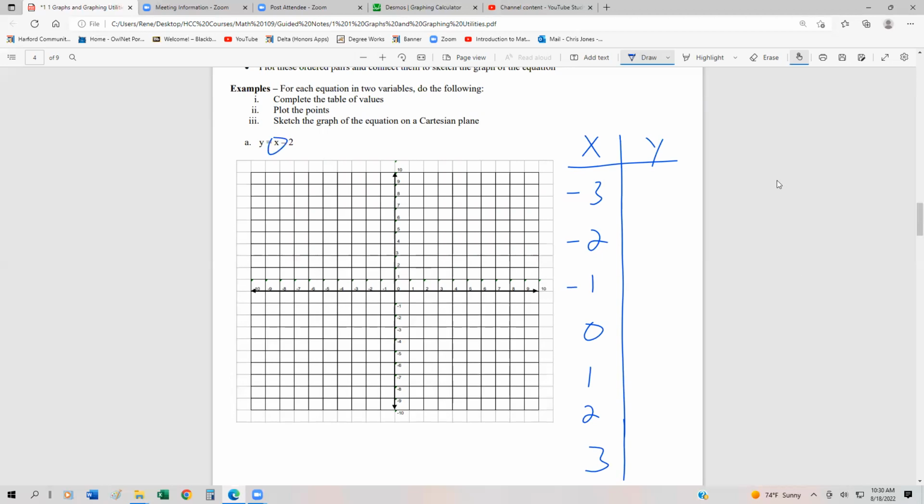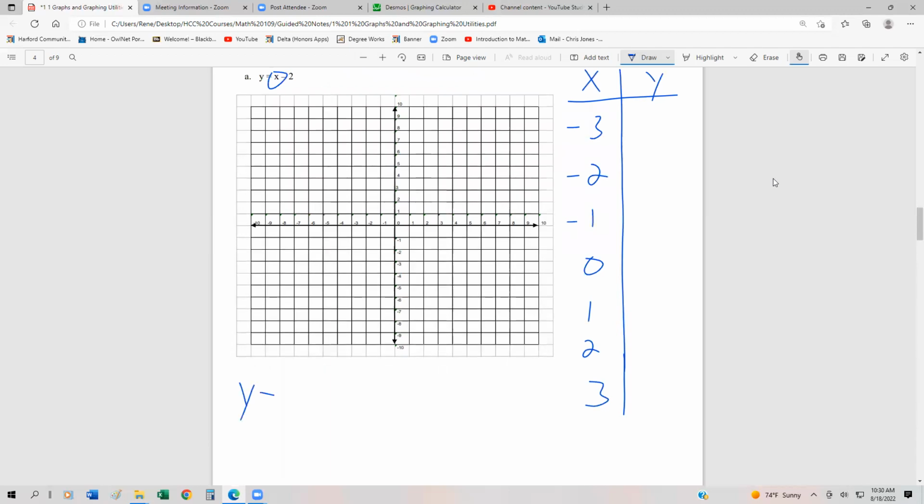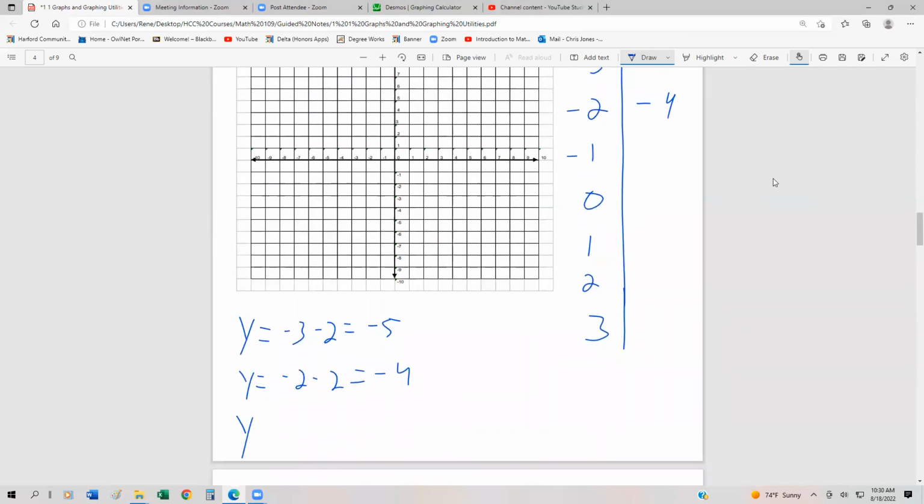All right. So when x is -3, y is going to be equal to -3 minus 2, or -5. And then y equals -2 minus 2 by substituting -2 back in for x. That's going to be -4. And we can kind of see this pattern as to what's going on. So if y was equal to -1 minus 2, that's going to be -3. And it just looks like we keep ascending by 1 each time.